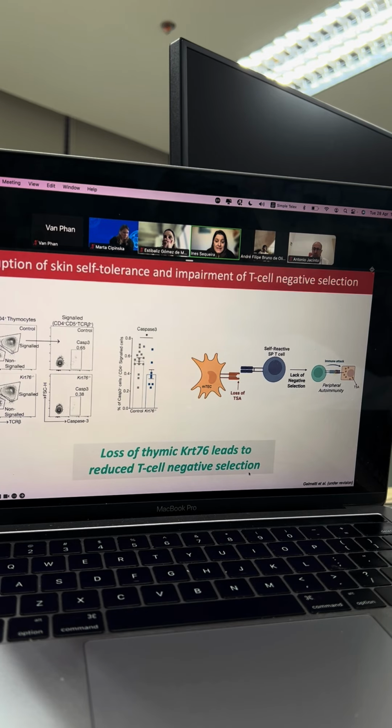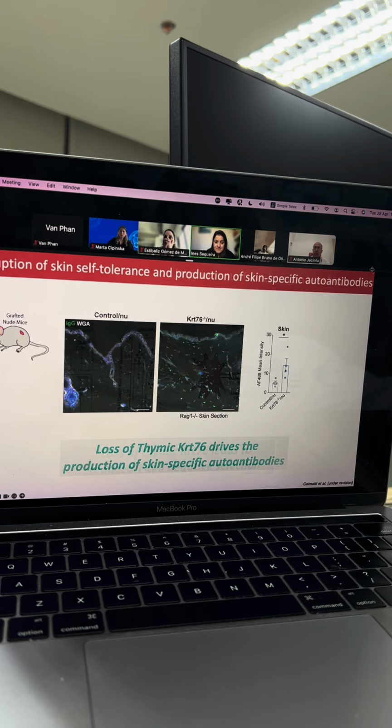And what's happening here is that it looks like by losing keratin 76, there is a reduced T cell negative selection. And so we could see by doing Caspase-3 stainings that there are fewer cells going through apoptosis. And so there is a lack of negative selection because the T cells are not presented the skin-specific TSAs.